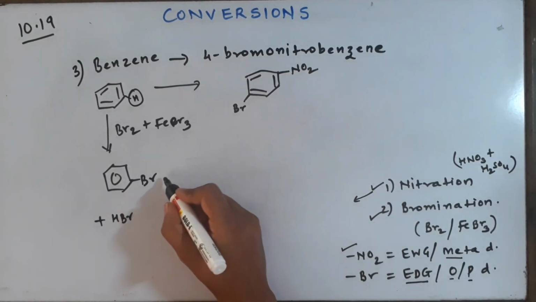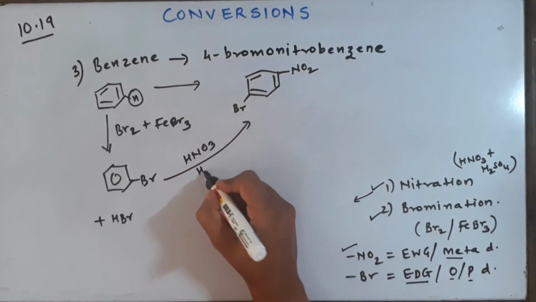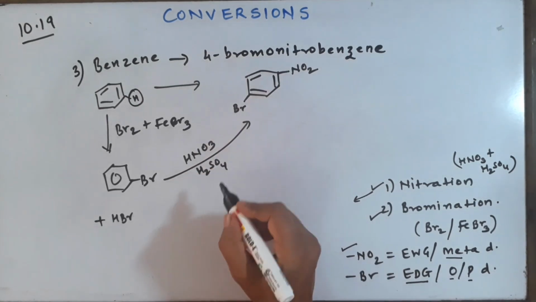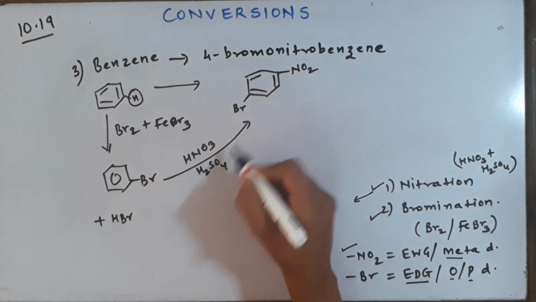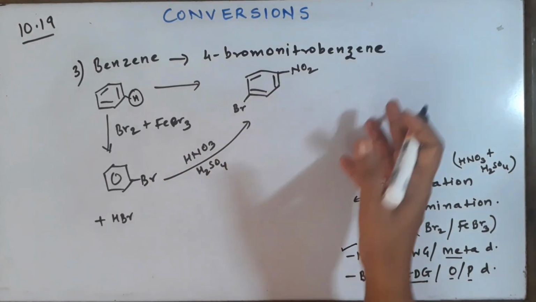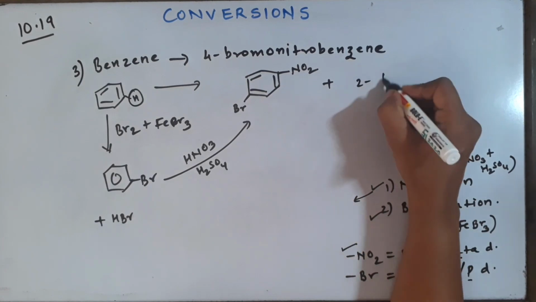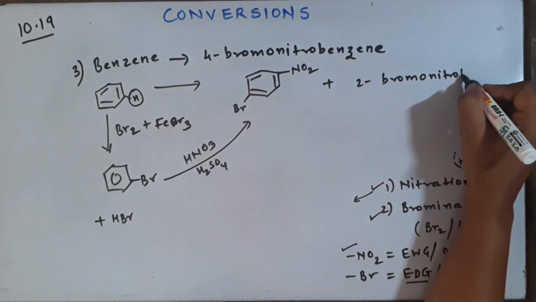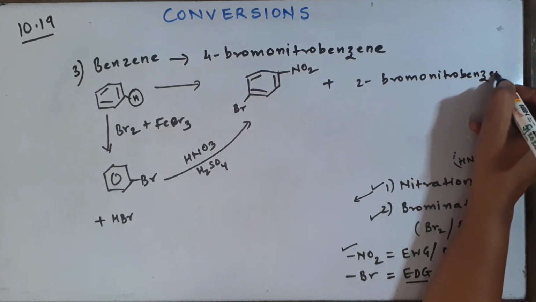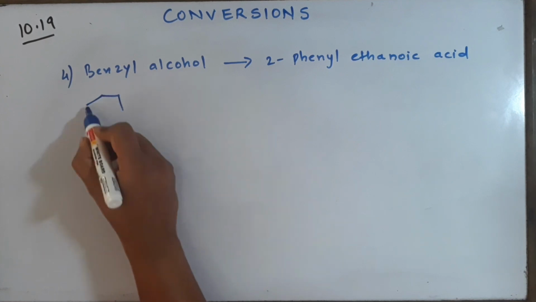So this is the first product, and then you have to do nitration, that is nitric acid plus H2SO4, and you will get para-bromo-nitrobenzene. This is the first answer. You may also get ortho-bromo-nitrobenzene as one of the other answers. So you will also get ortho-bromo or 2-bromo-nitrobenzene, which is the minor product.